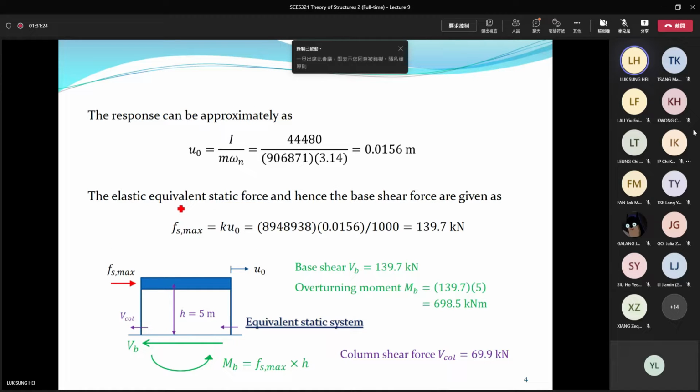After finding this equivalent static force, we can treat this structure as a static problem, an equivalent static system. For a static system, it becomes easy. The force is now equal to 139.7 kilonewton. For static, you can directly apply equilibrium equations. You can find out the base shear force. You can find out the overturning moment easily, right? The base shear force, VB, by horizontal force equilibrium, is equal to the equivalent static force, 139.7. Moment equilibrium: the overturning moment is equal to the force, 139.7, times the height. The height is 5 meters.